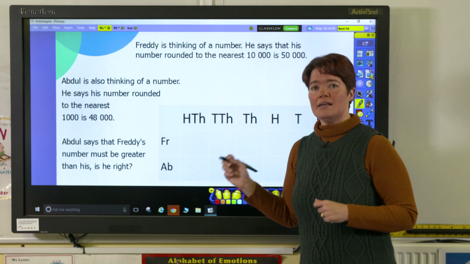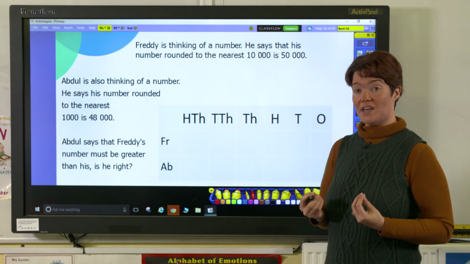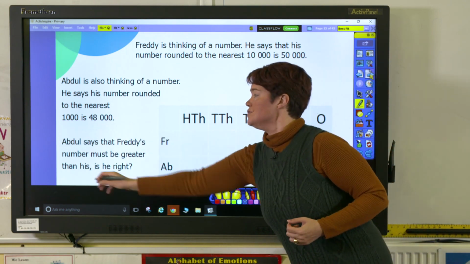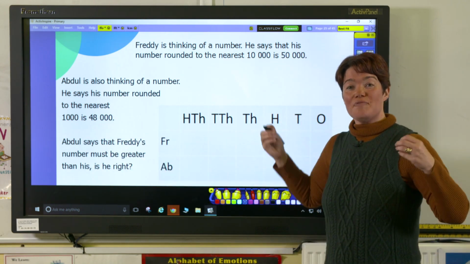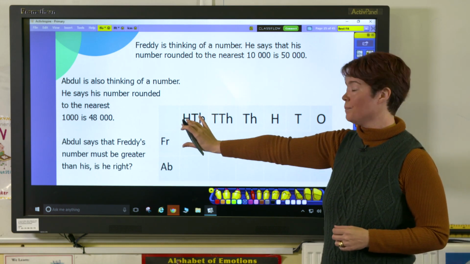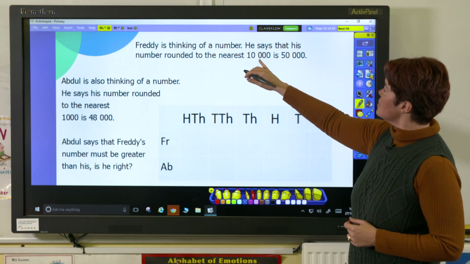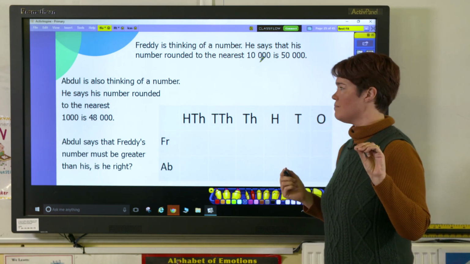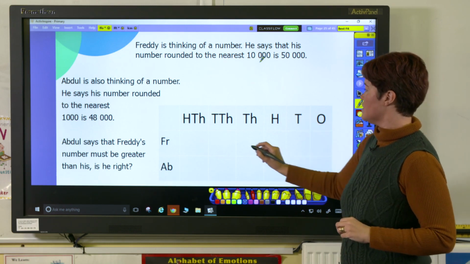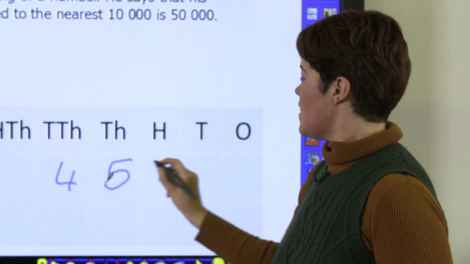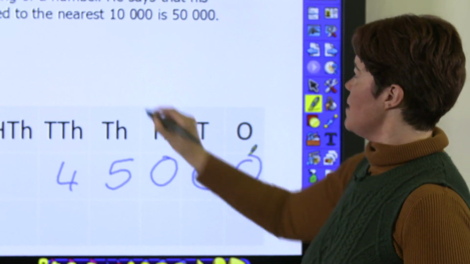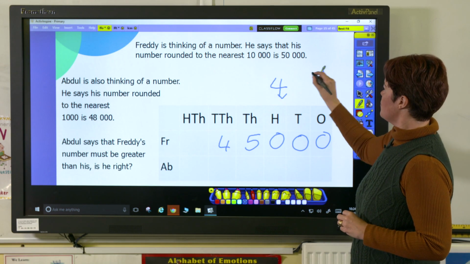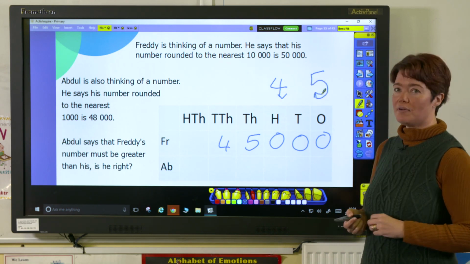Is he right? Now here what we're wanting them to prove this, but it's proof by counterexample. So if they can find something that doesn't fit this, then actually they've proved by counterexample this isn't true. So they're looking at our limits. To the nearest 10,000, 50,000, we're looking for the smallest number they can make. The smallest number that Freddy could have had was 45,000. Again, maybe a little reminder at the beginning that when it's 4 or below, we round down, and when it's 5 or above, we round up.